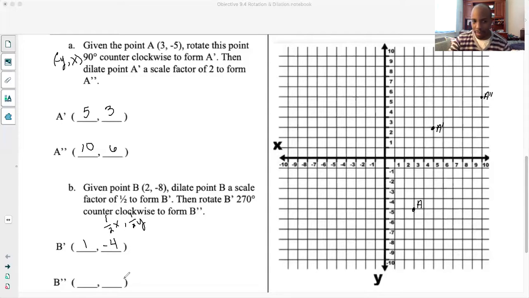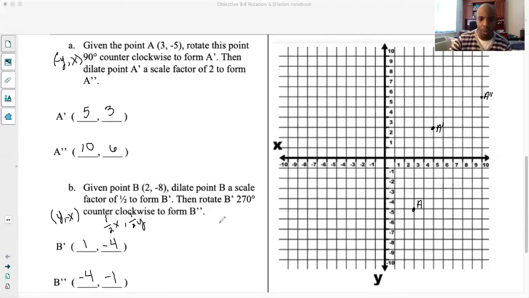Let's also find B double prime before we go and put them on the actual grid. It's saying now we need to rotate B prime. So we're going to take this new point that we have, and we're going to rotate it 270 degrees counterclockwise. What does 270 degrees counterclockwise say? That says (y, -x), okay? So that means we're going to switch them, keep the Y the same, but in this case, we're going to negate the X. So it would look something like this: (-4, -1).